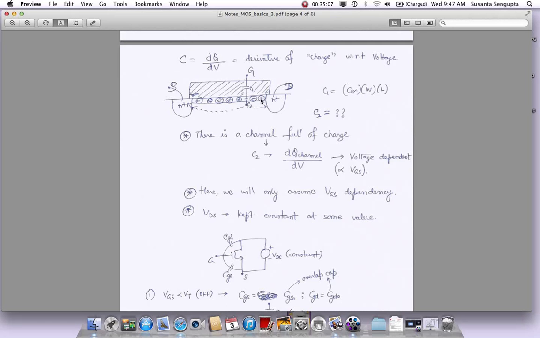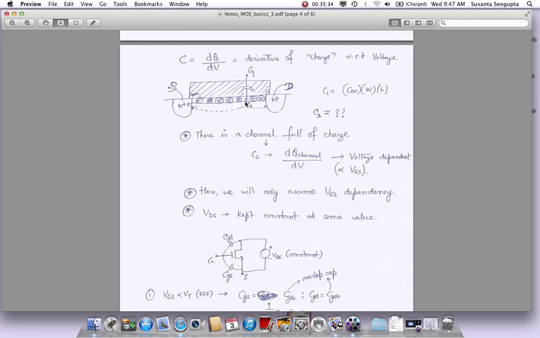So now what is happening here? If we don't have any channel at all, of course there is no charge, and the change in charge with voltage is very, very small. So this capacitance does not really exist then, right? It's zero. There is no capacitance there. But when the channel is formed, like in this case, I'm showing the channel in the active region, where the channel is all the way from source to drain.